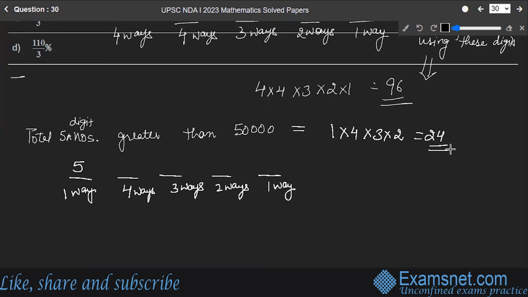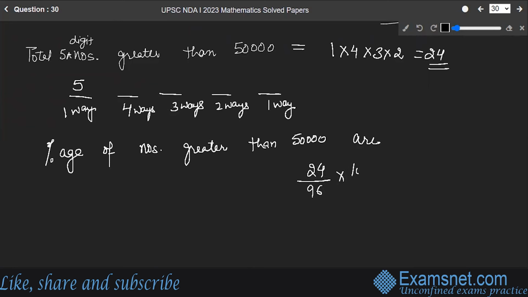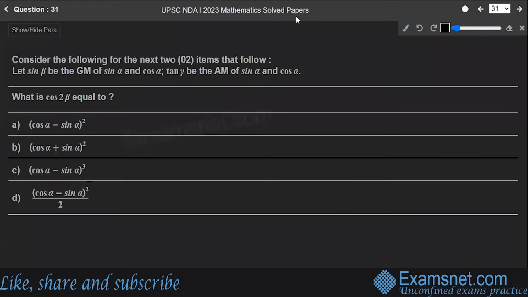That is 24. So the required percentage of numbers greater than 50,000 are 24 upon 96 into 100, which gives you 25%. All right, so this is the correct answer to the problem, option B. Hope you understood this. Let's move to the next question.